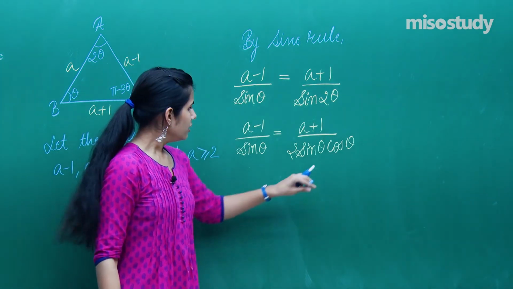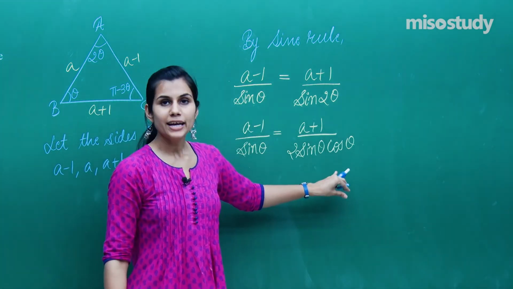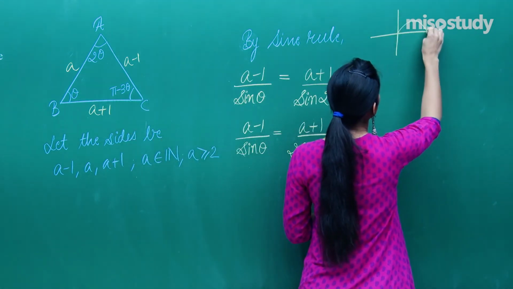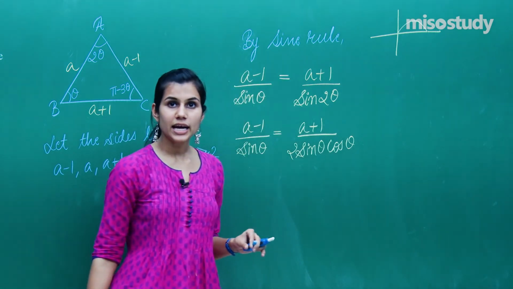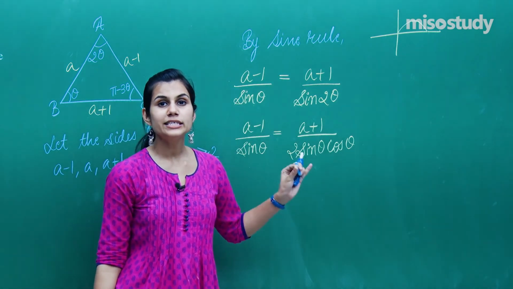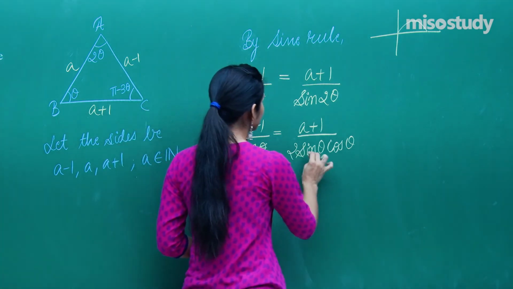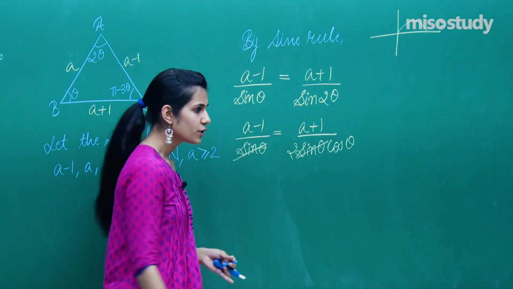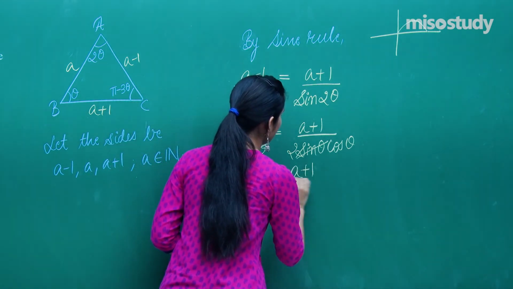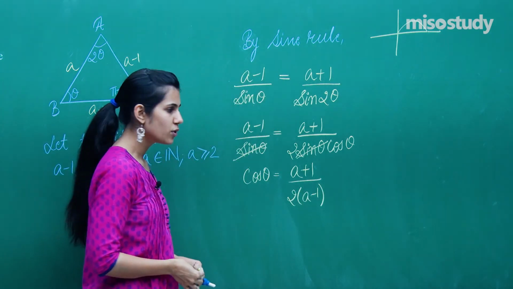Fine. Now theta is an angle from 0 to pi, 0 not included, pi not included. In 0 to pi, if you remember, this is how the graph of sine is. So sine theta for any angle between 0 and pi, with 0 and pi not included, is strictly positive, and that is why I can cancel these two. So what you get is cos theta equals a plus 1 upon twice of a minus 1. This is what you get.